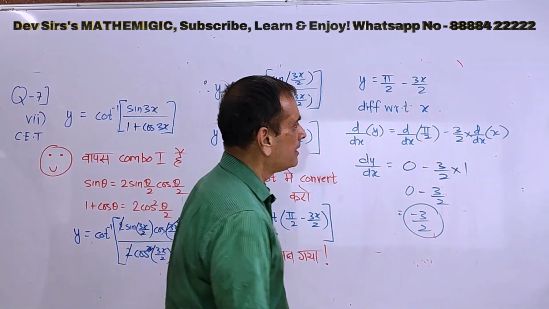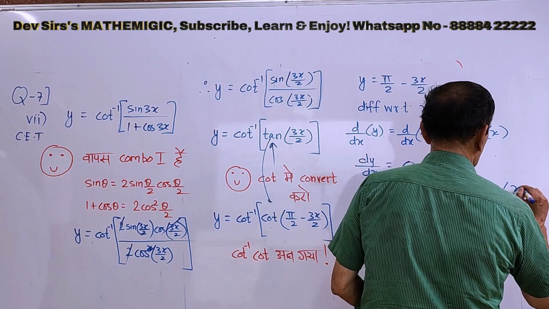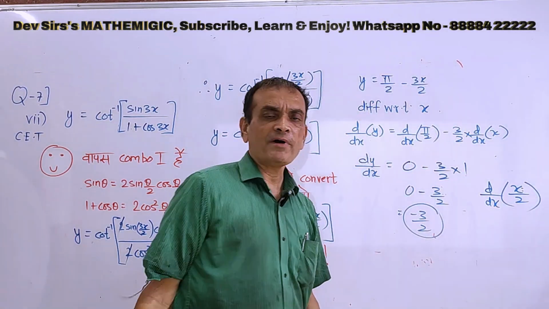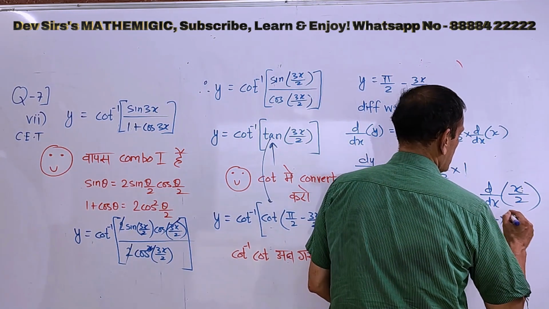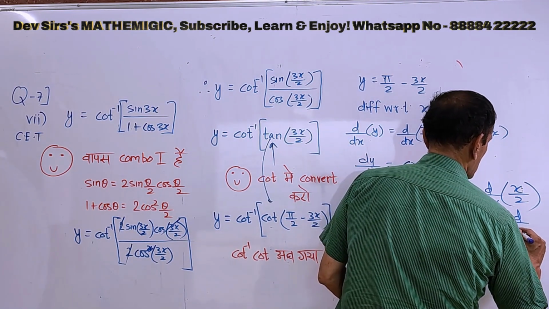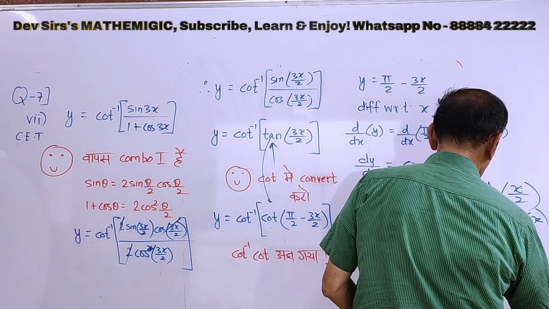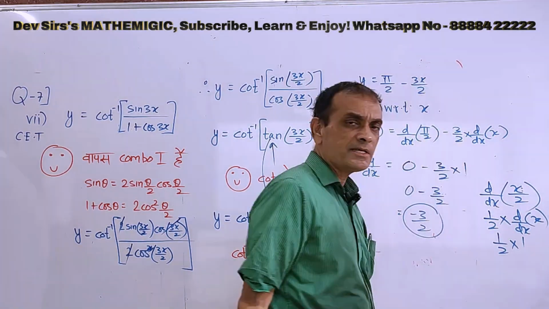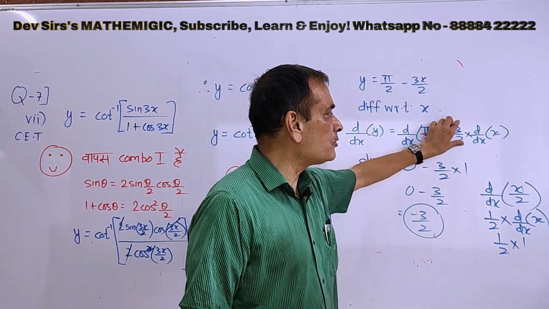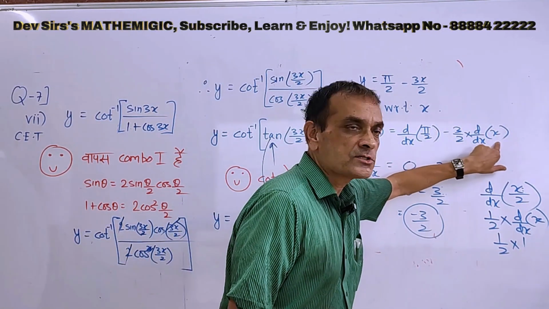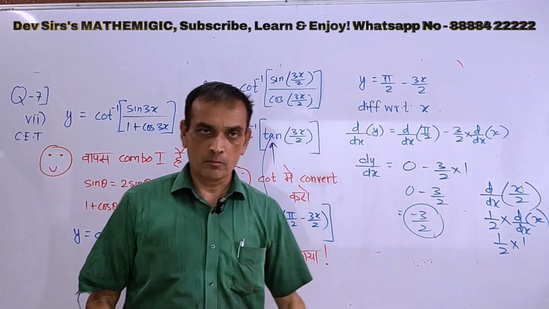If you remember, how do you find derivative of x by 2? Half constant aside d by dx of x. Half constant aside derivative of x is 1. Always constant बाजू को रखना है. In the same way, 3x by 2, 3 by 2 is a constant, keep it aside. d by dx of x is 1. But here 0 minus है, इसलिए final answer is minus 3 by 2.